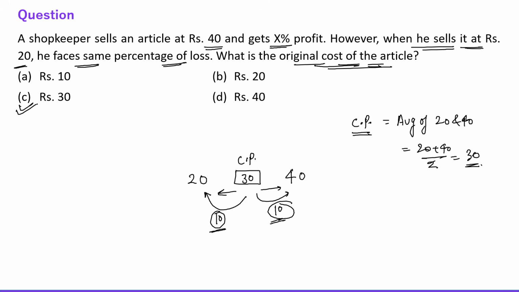Okay, everyone. Fine. The question is asking for the percentage of loss. So 10 is what percentage of 30? 10 is actually 1/3, so 10 is 33.33% with respect to 30. So here this is the profit of 33.33% and here it is the loss of 33.33%. When the article is sold for rupees 20, there is a loss of 33.33%, and when the article is sold for rupees 40, there is a profit of 33.33%. Fine. So the CP of the article was rupees 30. Let's move to the next question.